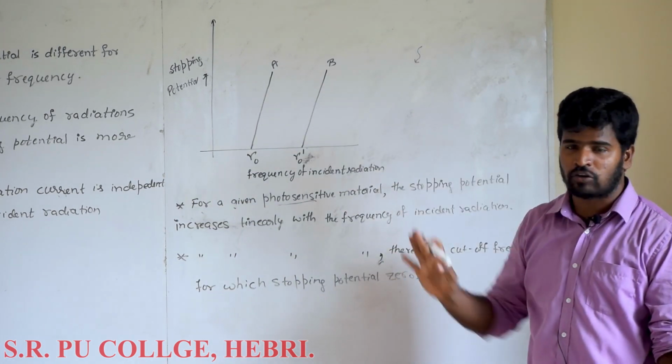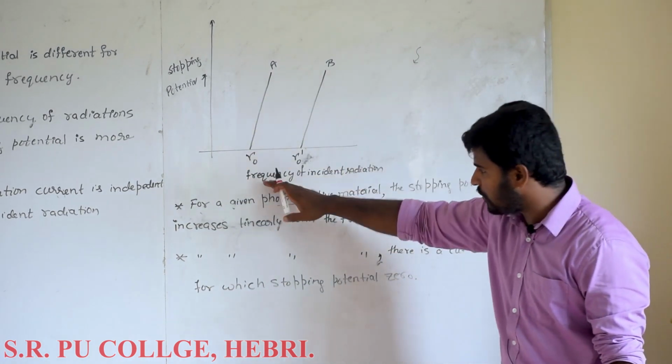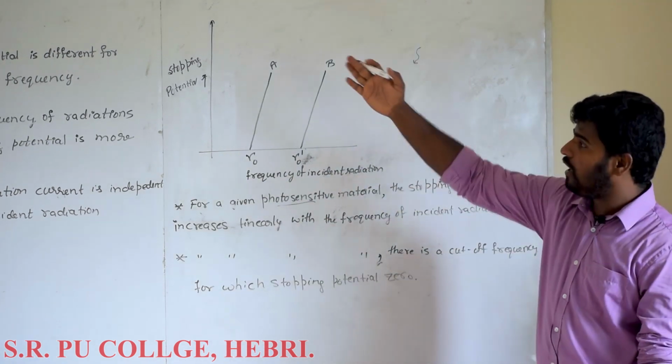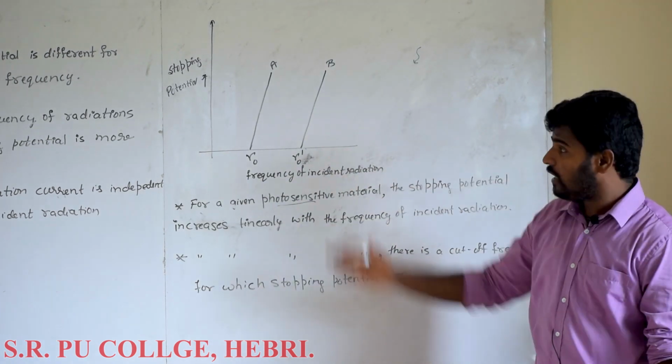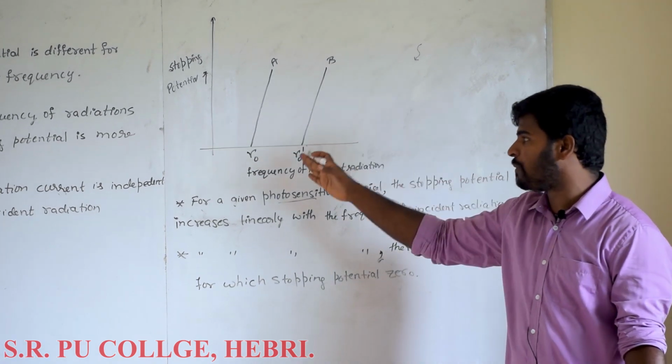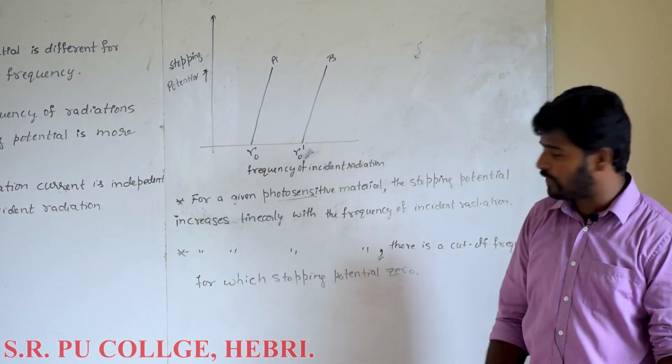The graph gives you the conclusion through a straight line. As the frequency of incident radiation increases, the stopping potential also increases. There is a directly proportional relation between stopping potential and the frequency of radiation.